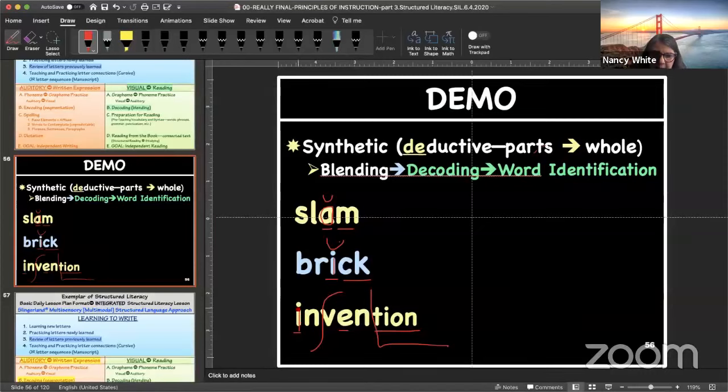I, consonant, i, in, e, sorry, consonant, e, ven, in, ven, T, I, O, N, shun, invention, invention. I need a new invention that will allow me to do this so that my writing is more legible.